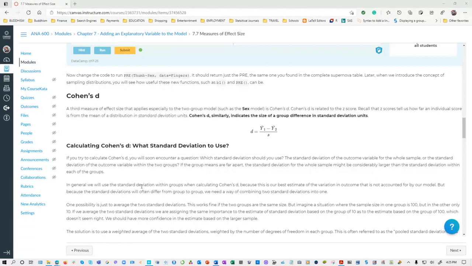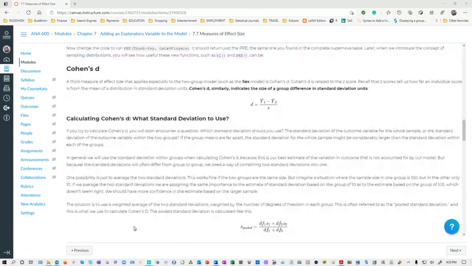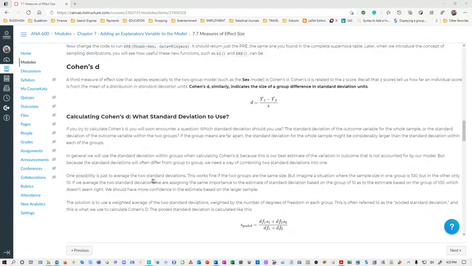But because the standard deviation will often differ from group to group, we need a way of combining these two groups. One possibility is just to average the two standard deviations. This works fine if the two groups are the same size. But imagine a situation where the sample size in one group is 100, but in the other only 10. If we average the two standard deviations, we are assigning the same importance to the estimate based on the group of 10 as to the estimate based on the group of 100, which doesn't seem right. We should have more confidence in the estimate based on the large sample.